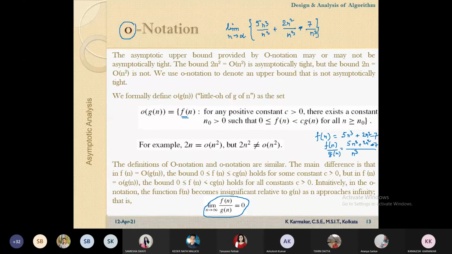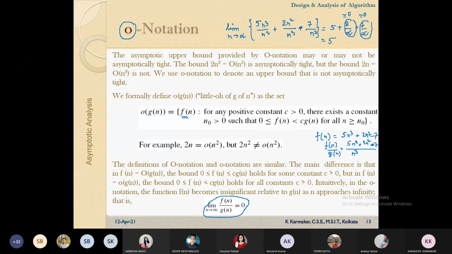Now put this value. What will be the value? N cube. So for the first part, it will be 5 plus 2 by infinity. I should not represent it this way, but I don't have sufficient space, that's why I'm representing it like this. Minus 7 by infinity. These values are becoming 0. A constant value divided by a very large number is equivalent to 0. So basically they tend to 0.